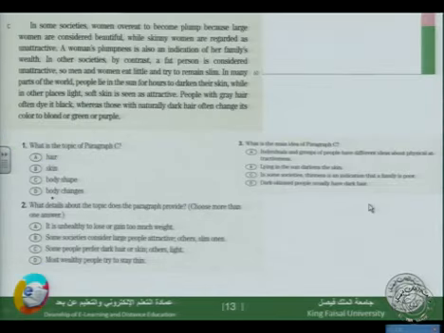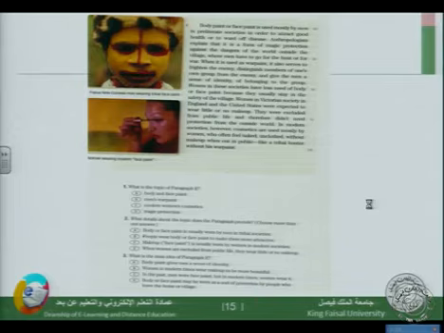I will leave C for you. Please do it at home by yourself. Try to read it and then answer this one and this one. Also, I will leave D. Try to read it and try to answer what is the topic of the paragraph, what details about the topic does the paragraph provide you with, and number 3. Also, I will leave E for you to read something about body paints.